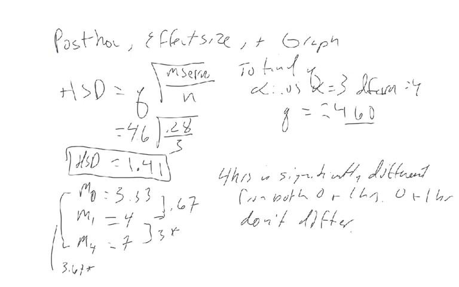And what this means is you will have a significant difference if you find differences between means that exceed that value. So I've listed the 3 means here: the mean for 0 hour, 1 hour, and 4 hours. The difference between 0 and 1 hours is only 0.67, so this is not significant. The difference between 1 hour and 4 hours is 3, which does beat that, so I've starred that. The difference between 0 and 4 hours is 3.67, so that's significant.